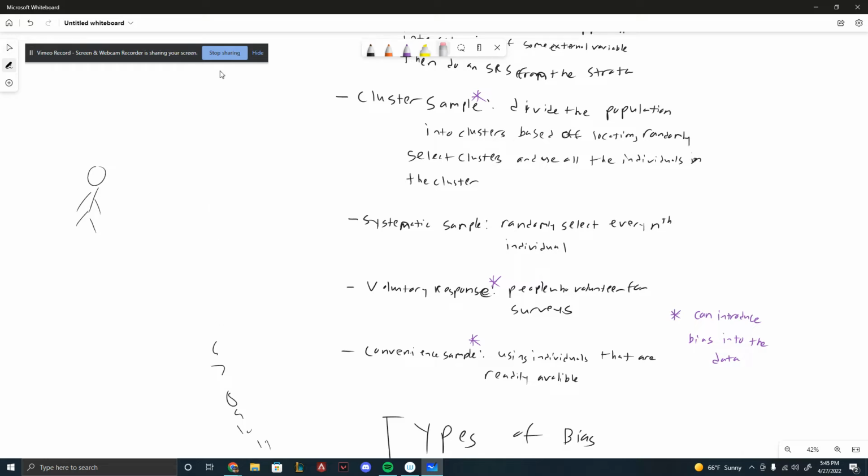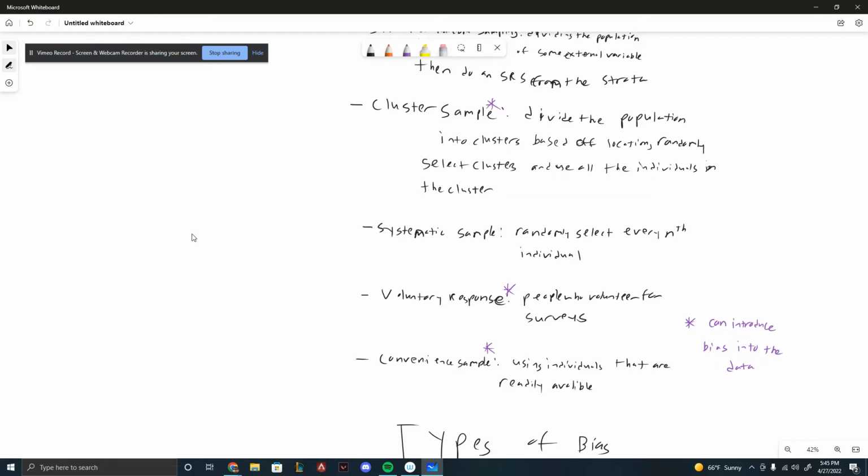That's kind of what that is. Now let's talk about voluntary sampling. Voluntary responses are basically when people volunteer for surveys. So when you see those ads online for, oh, like, volunteers necessary, that's what that is. That's a voluntary response survey. That's all that is. Or an online poll, something like that.